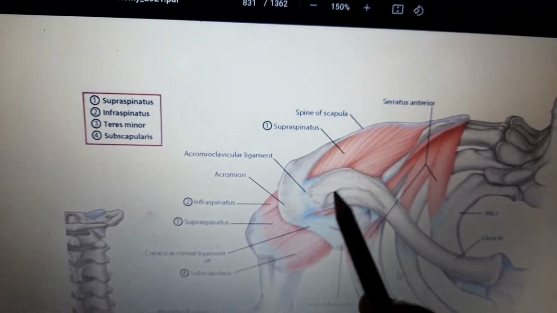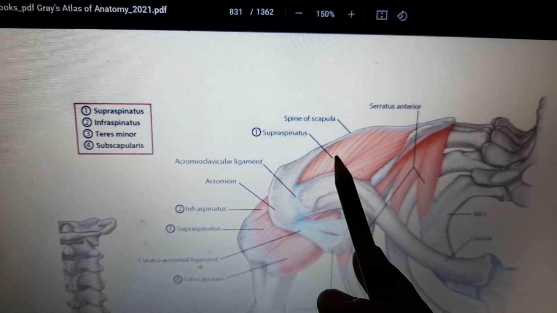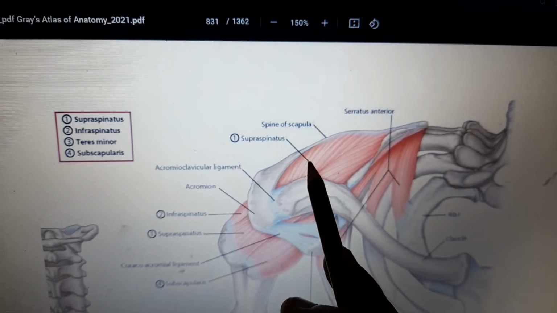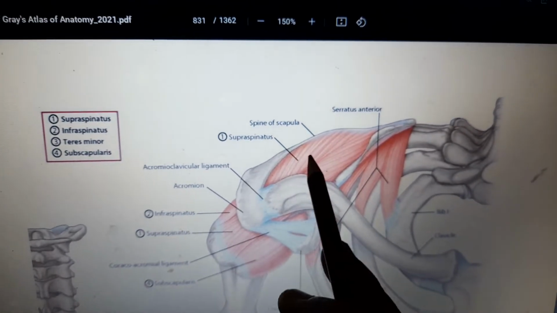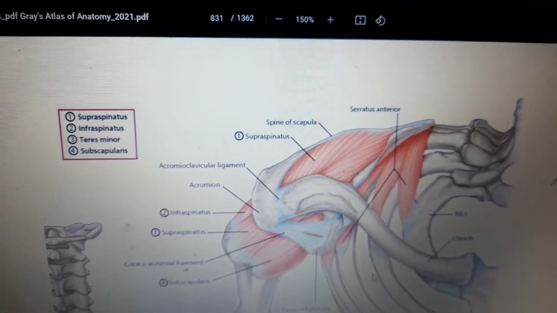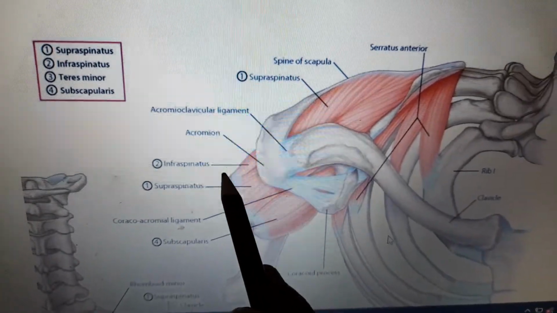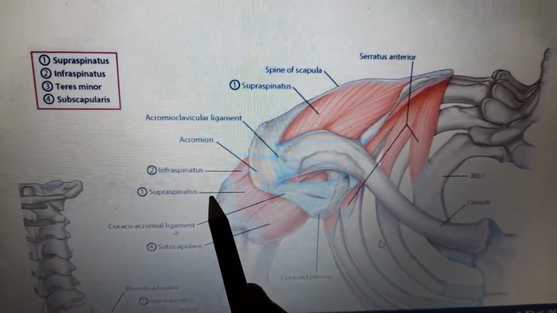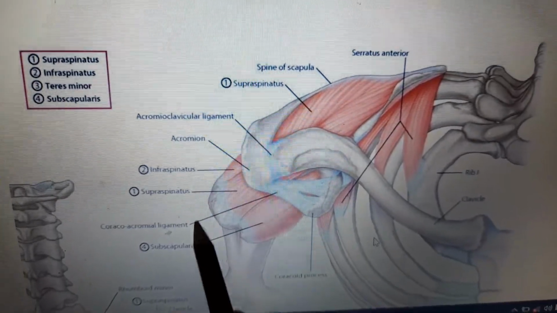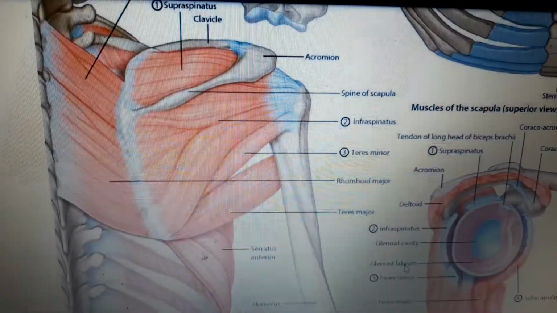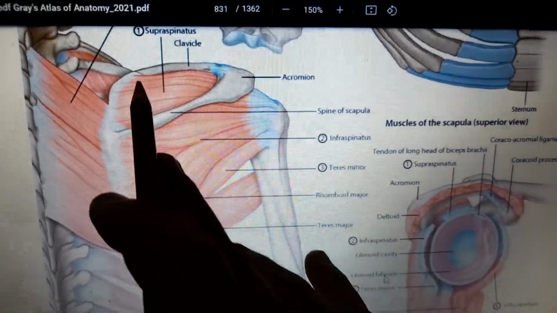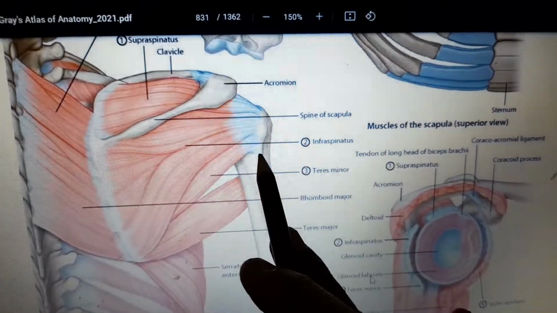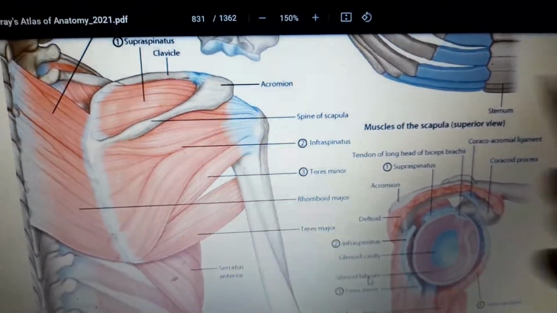SITS muscle. Here we see that supraspinatus arises from the supraspinous fossa of the dorsal surface of the scapula. This is inserted on the greater tubercle. Infraspinatus arises from the infraspinous fossa, and this is also inserted on the greater tubercle of the humerus, and teres minor. Supraspinatus, infraspinatus and teres minor are inserted on the greater tubercle of the humerus.